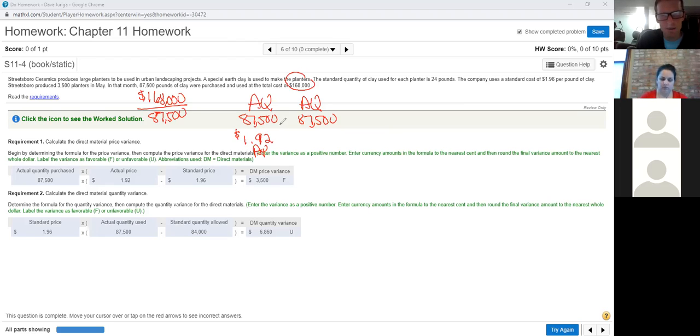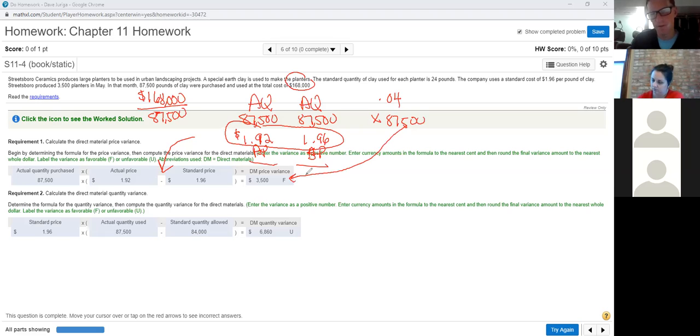So I like going back over this for a moment, just to remind you of things you should be looking for. The more prepared you are, the quicker you'll get this test done, and you'll have a better score. The standard price they typically give, it was $1.96. That's the standard price. So if I wrote it like this, we're comparing $1.96 to $1.92, which is what they're doing right here. That's 4 cents. Then 4 cents multiplied by the 87.5 would give you that variance of 3,500.